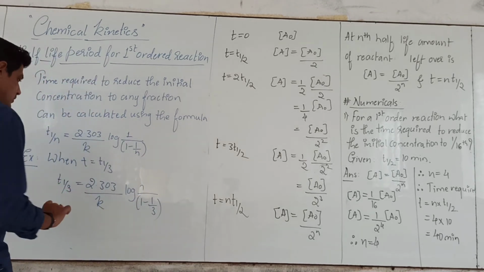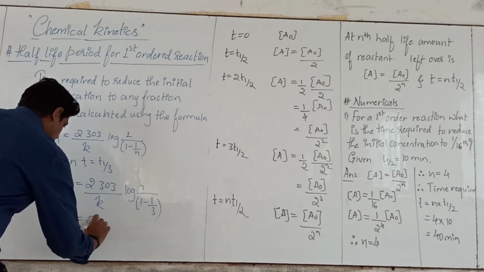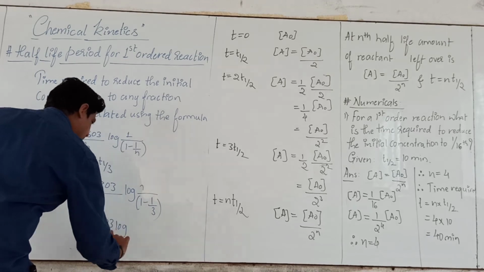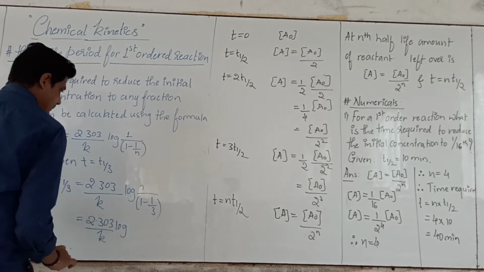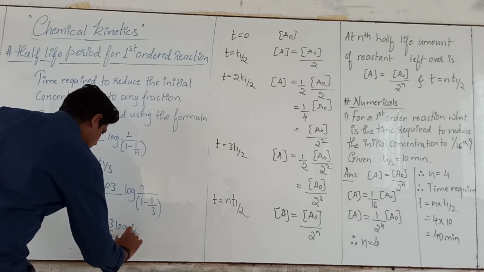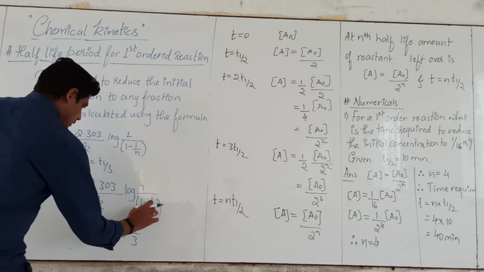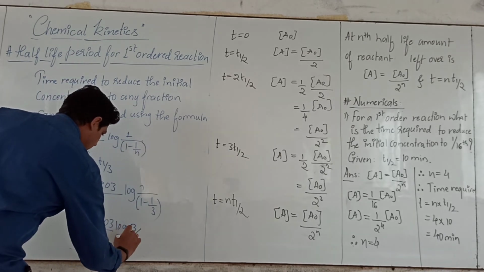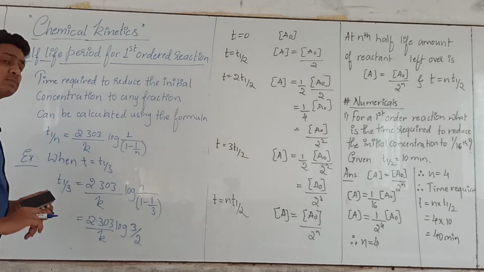So what will you get now? This you will get as 2.303 by K log of this. It will come as 3 goes this side, so 2 by 3 you will get, or inverted it will become 3 by 2. It will become 3 by 2.